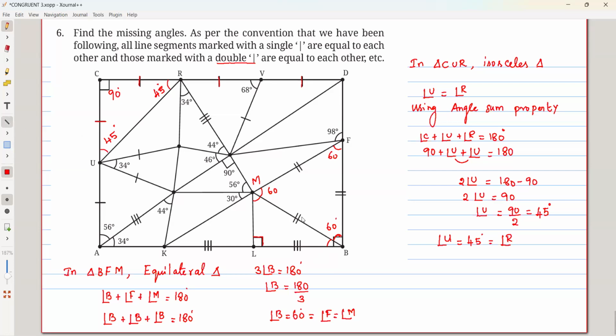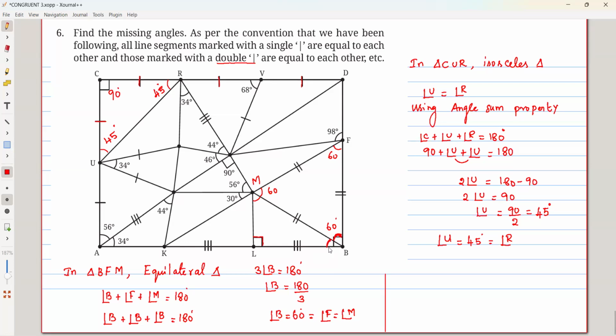Sir, it will be 60. Sir, I did not understand what did you say, sir. See, now the total is given as a box. Box means 90 degree. Yes, sir. We found out this is 60 degree. What could be this angle alone?